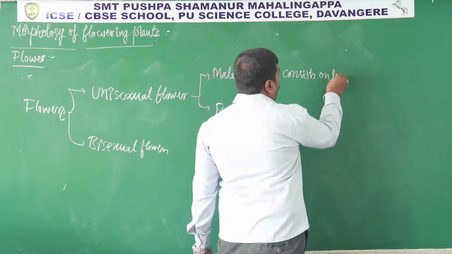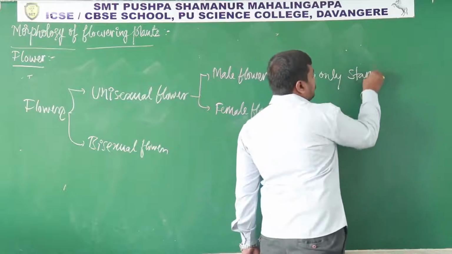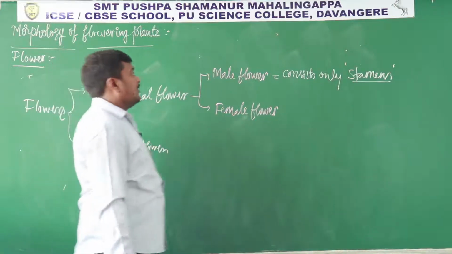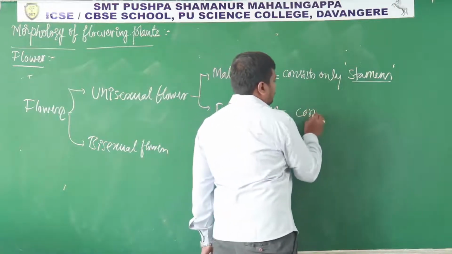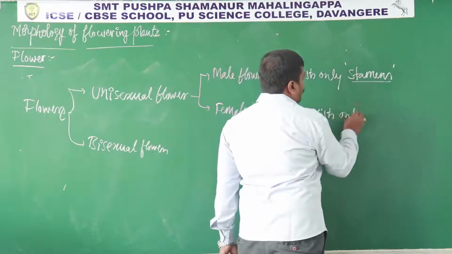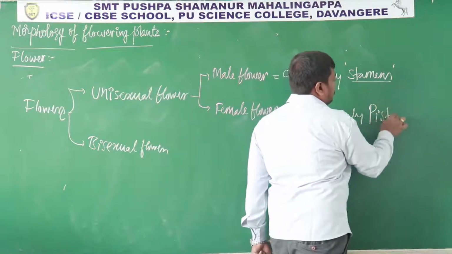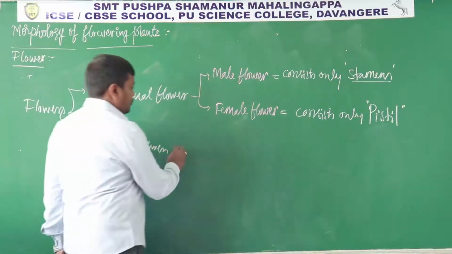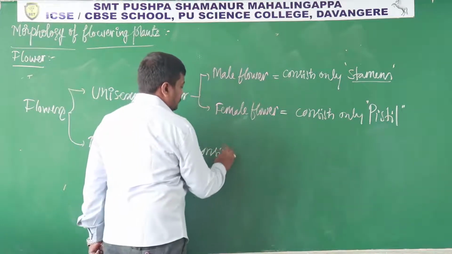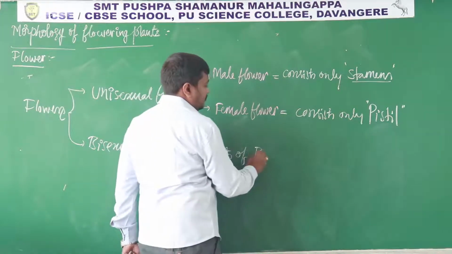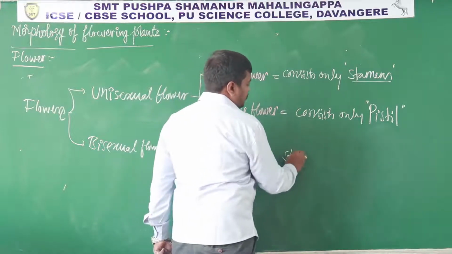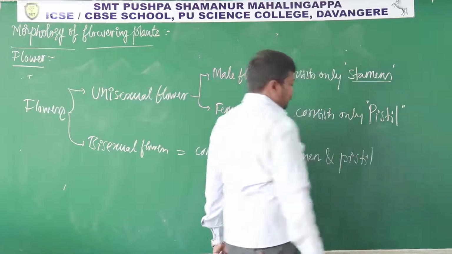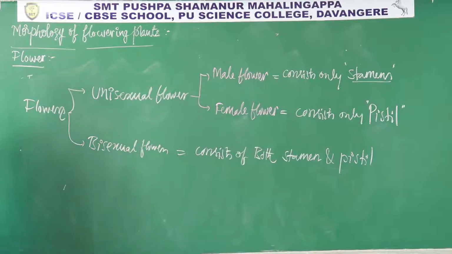The male flower consists only of stamens. The female flower consists only of pistil. Then what is a bisexual flower? It consists of both stamen and pistil. If both stamen and pistil are present, we call it a bisexual flower.